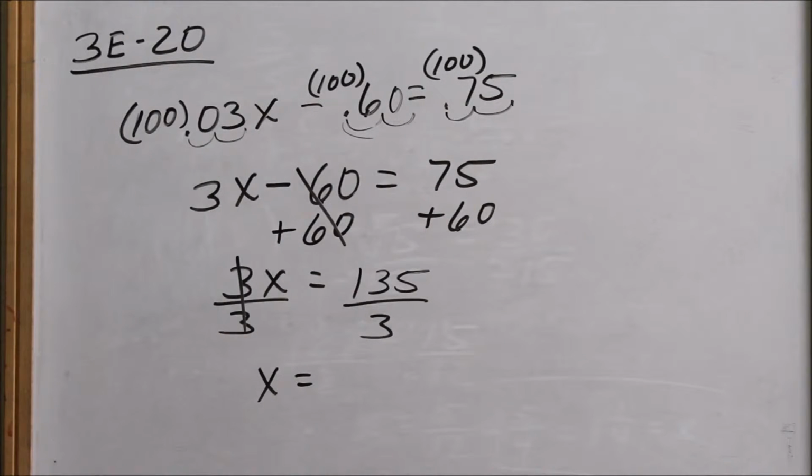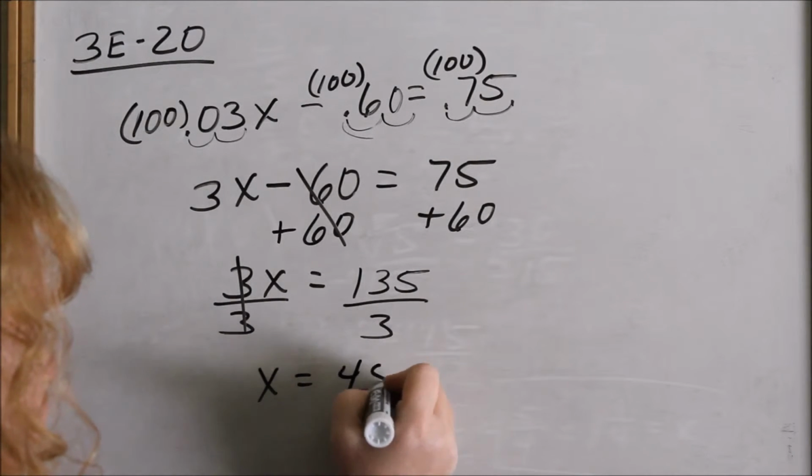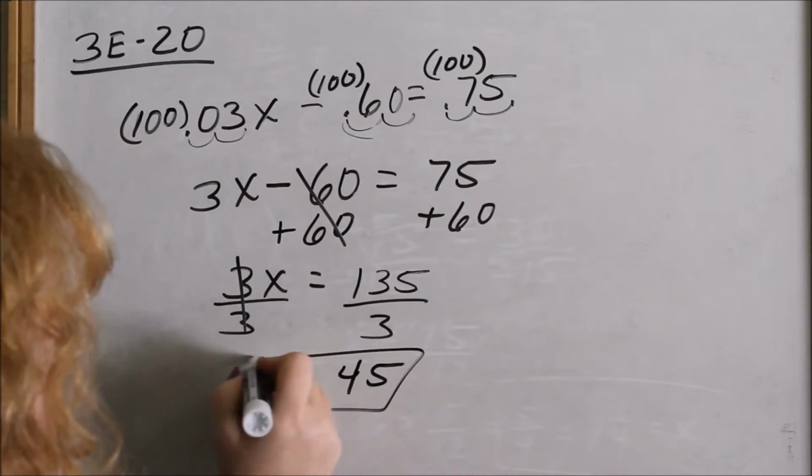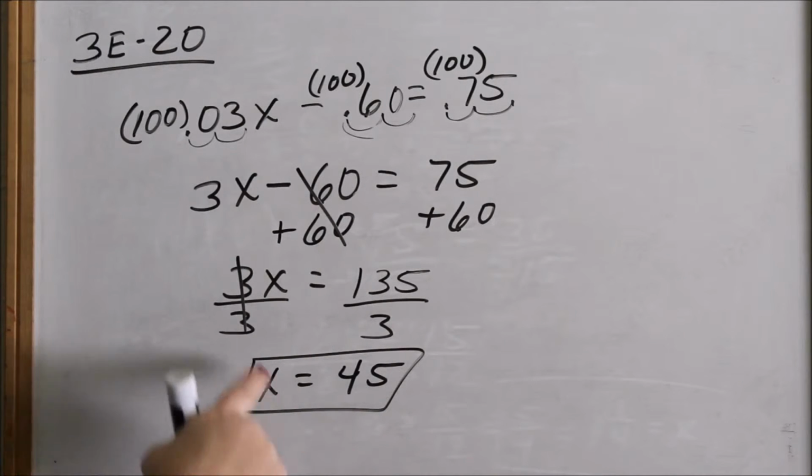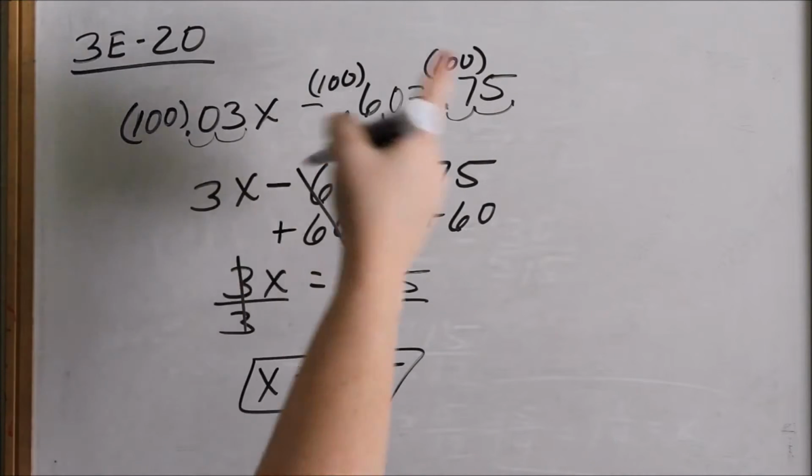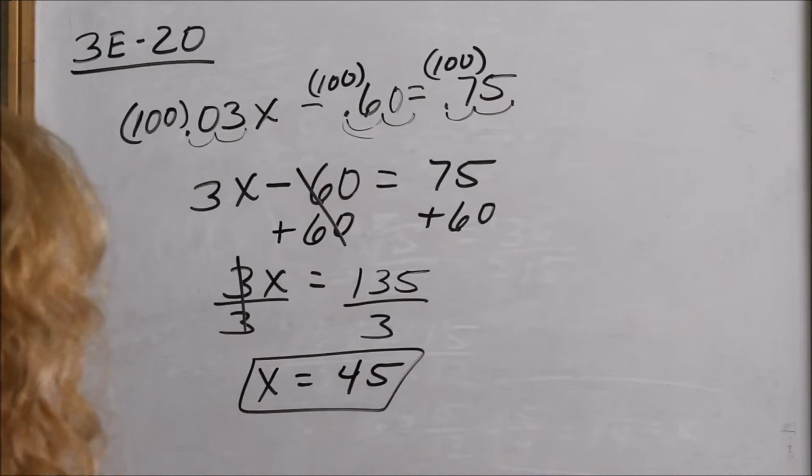So 135 divided by 3, I probably could have done that in my head, but it came out to be x is 45. You can check it by putting 45 in for x, and the left side should equal the right side, even if you use the decimals.